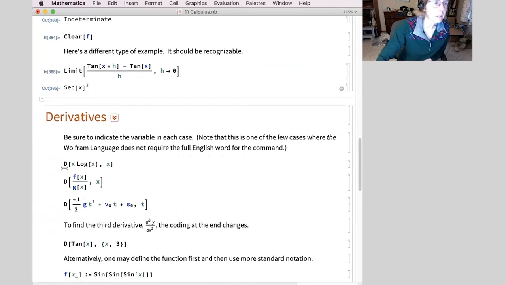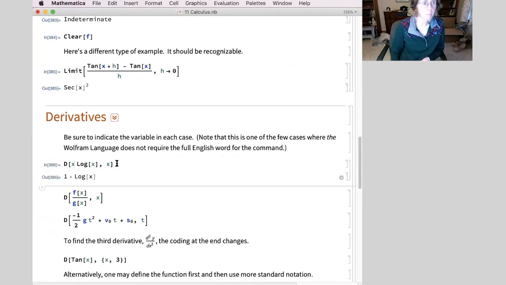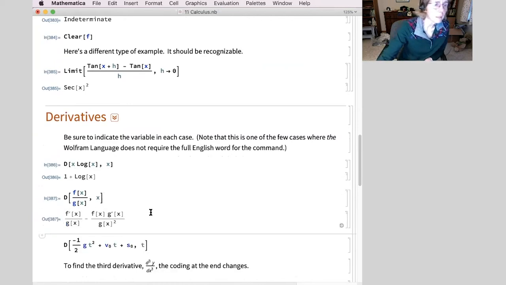Just a capital D. Here's my function, comma, with respect to x. And that is natural log of x, recall. I can put in a generic f and g so that I will see quotient rule. If I want, I can change the form by Simplify or Together to put that with the common denominator into a more familiar form. I can also use other letters in here.